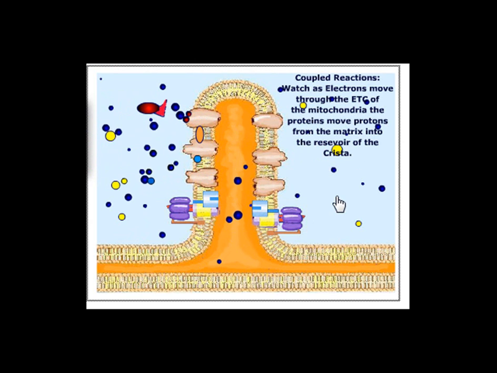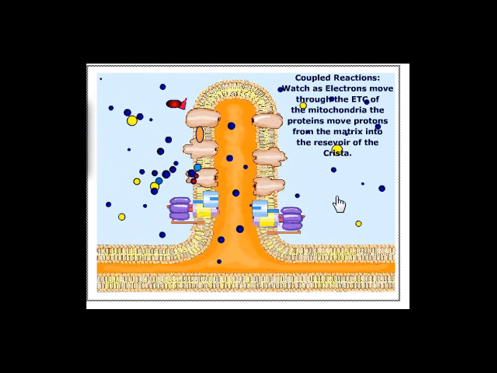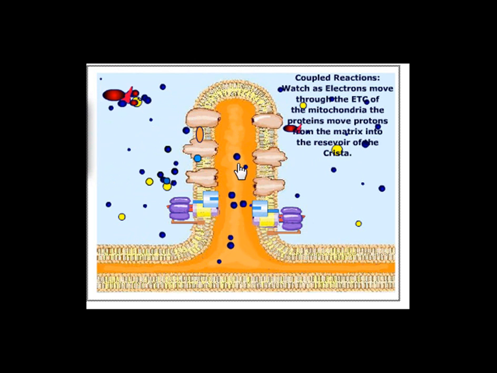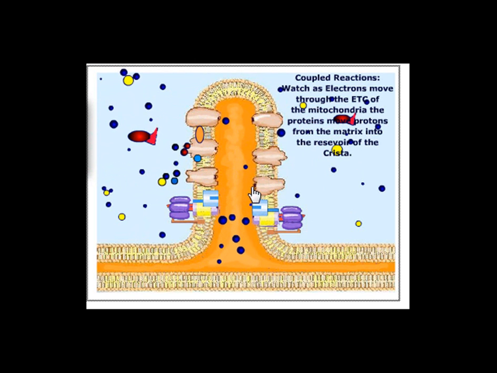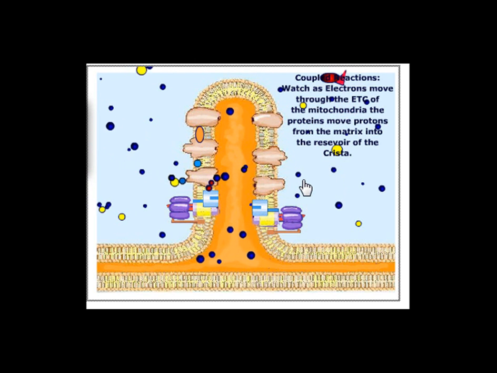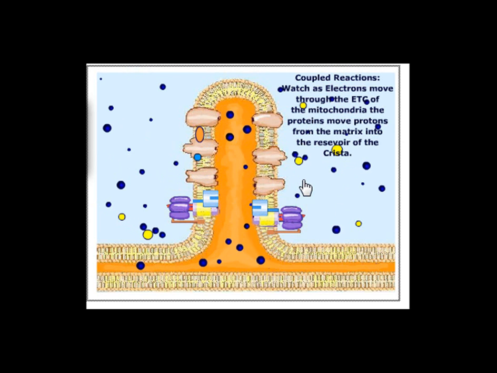Now if it was FADH2 dropping off its electrons, they would start here and only pump across this protein and this protein, and in turn only 2 ATPs would be made in the process.